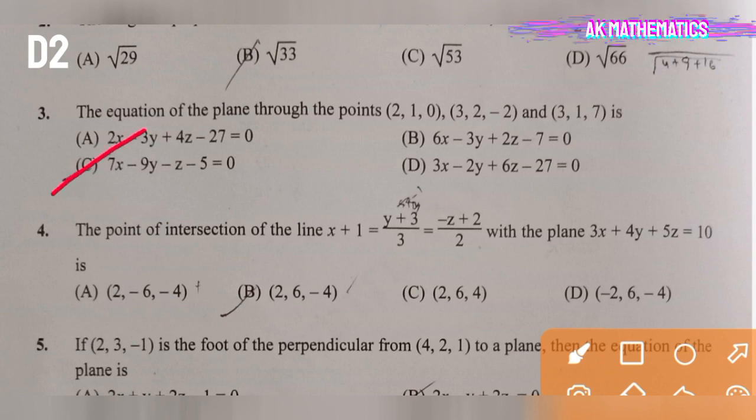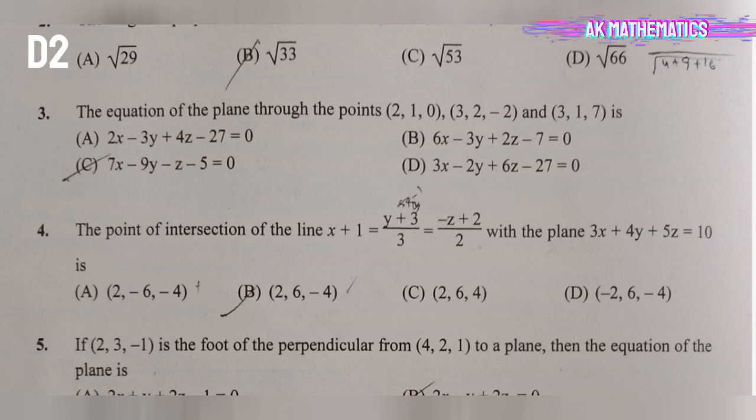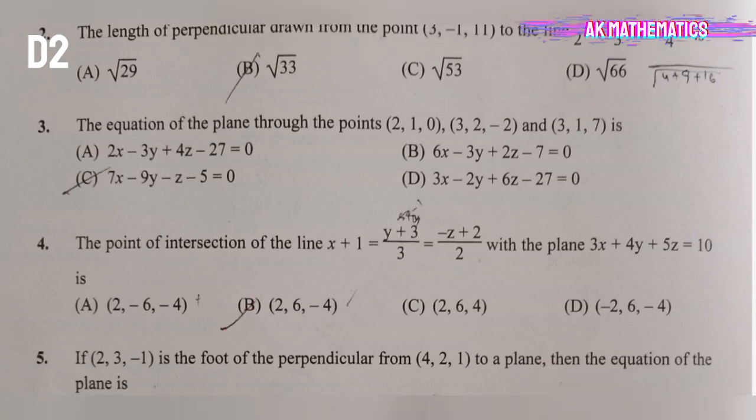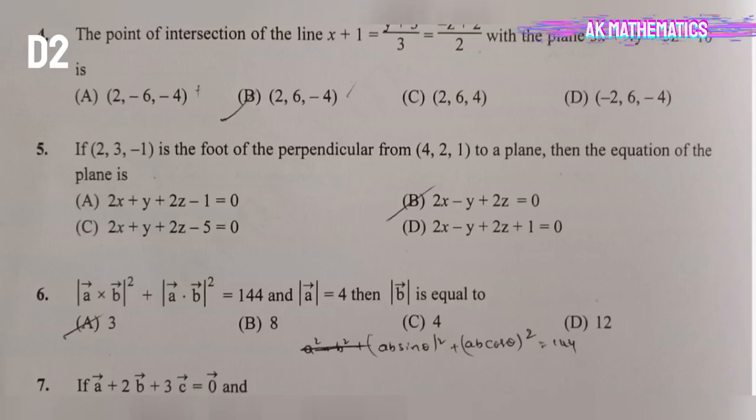Now next is the point of intersection of the line x plus 1. The correct answer for the fourth question is option B. Okay, so it's option B. Similarly, now let us go for the fifth. The correct answer for the fifth is option D.